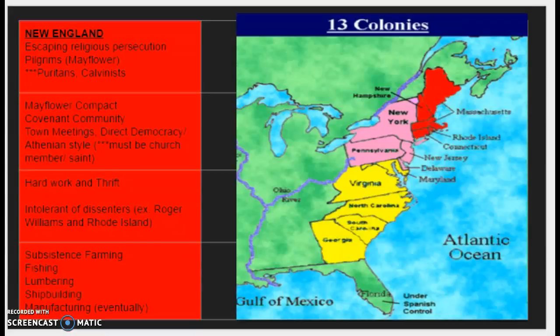Starting with New England, it was home to religious refugees who were escaping religious persecution in Europe. Technically, there's two types of religious refugees that settled in New England. The first group, the more famous group, is the smaller of the two. They're separatists from the Church of England called the Pilgrims. The Pilgrims came over in 1620 on the ship called the Mayflower. They're the ones that landed on Plymouth Rock.